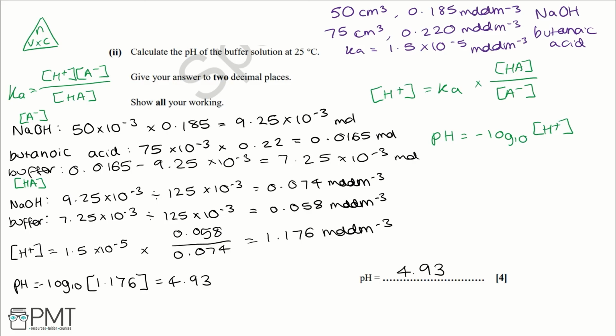To get the 4 marks for this question, you get a mark for working out the moles of sodium hydroxide, a mark for working out the moles of the buffer solution, a mark for working out the concentration of H+, and a mark for working out pH correctly, so 4.93.